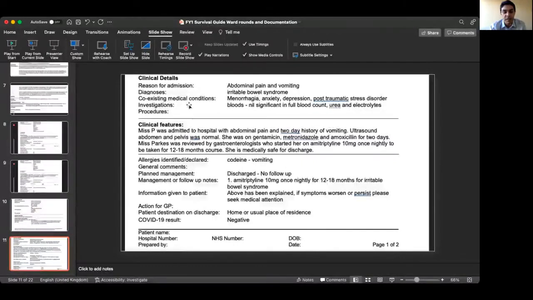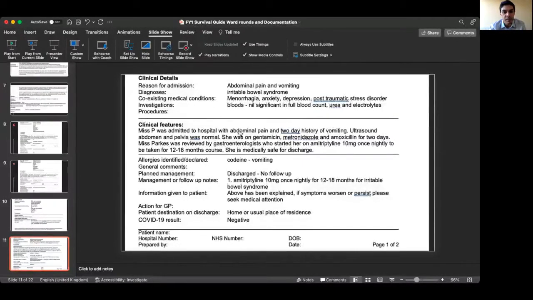In the investigation section, they go on to list any relevant investigations. This patient has not had any radiological scans, but they have had blood tests taken on admission. And the author does go on to say the results of these blood tests, even if normal, so nil significant in full blood count, urea, and electrolytes. Unfortunately, the procedures section has been left blank, but I assume this patient has not had any procedures. So let's go on to read the clinical features section.